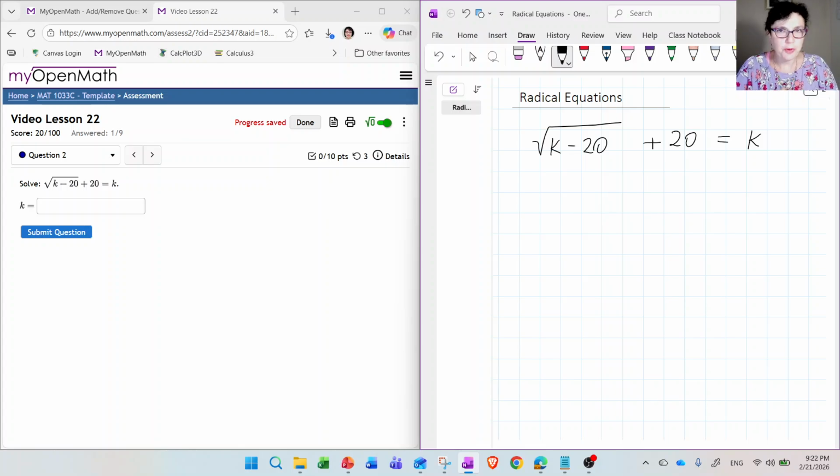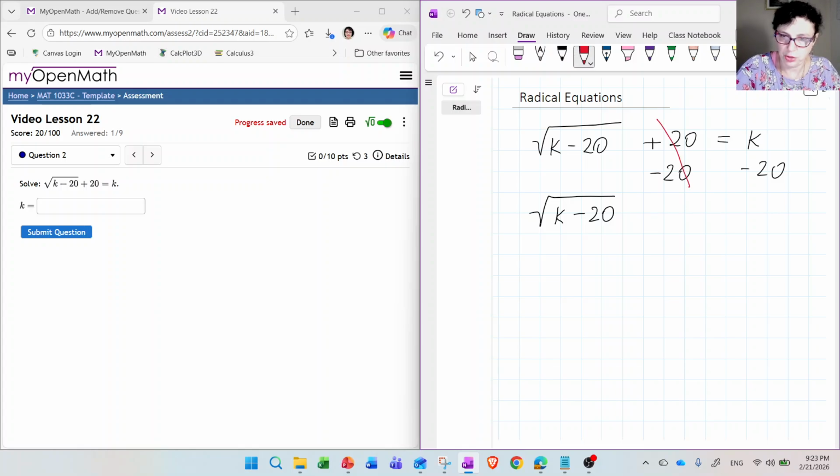As before, whenever you see a radical equation, you want to isolate the radical, which means you want to have it on one side and everything else on the other side. That means we want to subtract 20, get rid of the 20 because it's bothering us, because the radical is saying, I want to be by myself. So now we get the square root of k minus 20, the 20s cancel, and we have k minus 20 on the right-hand side.